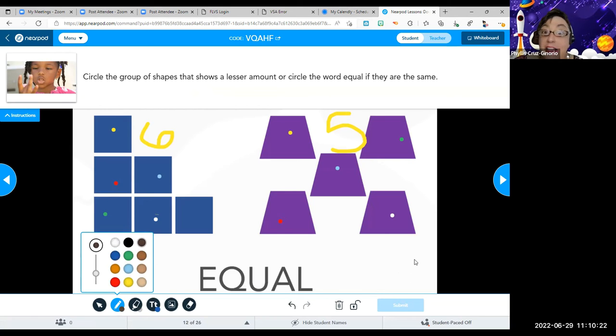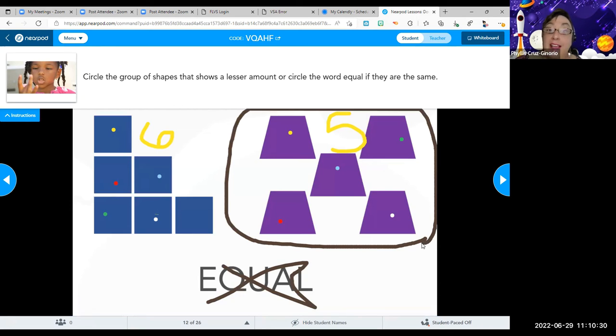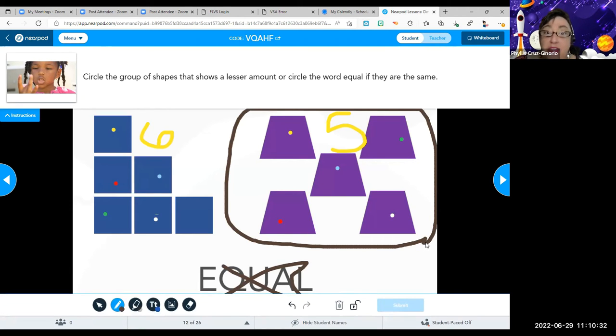I think you're right. They're not equal. The group that is less is the purple trapezoids. So I would put a big circle around that group because it's less than the squares. It was missing one, so I knew it was less. I couldn't even match them all up. 5 is less than 6. Flip it around. 6 is greater than 5. You could say it both ways.